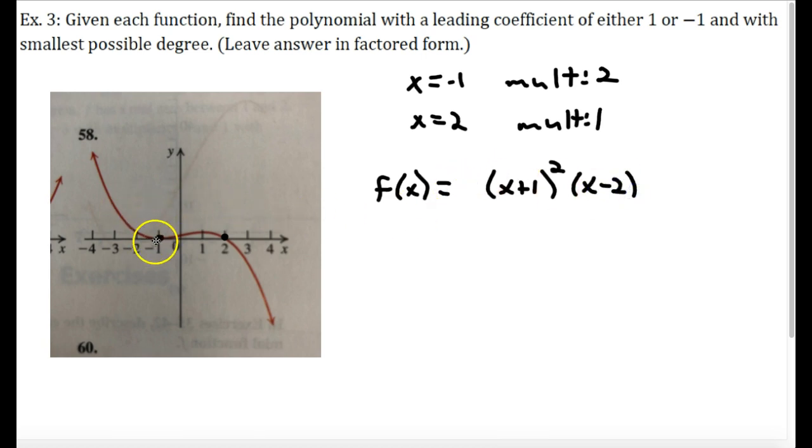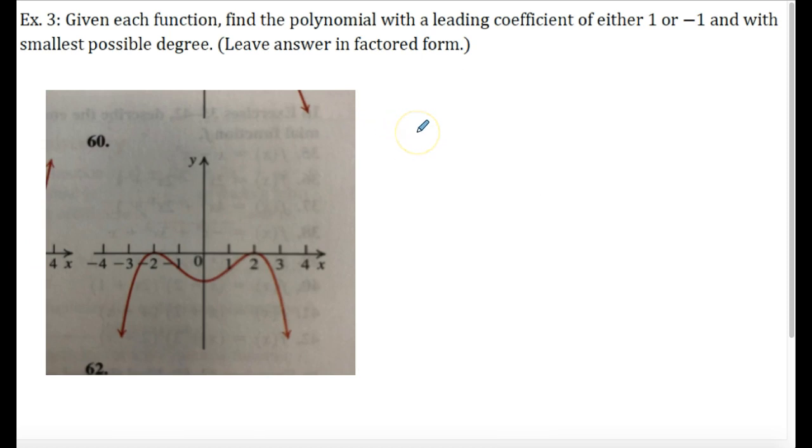Then we have to check our end behaviors. As x goes to negative infinity, y goes to positive infinity, and as x goes to positive infinity, y goes to negative infinity. Those are the characteristics of a negative odd degree. So we need a negative sign out front. All right? So you guys also go ahead and try number 60 out of the book here.